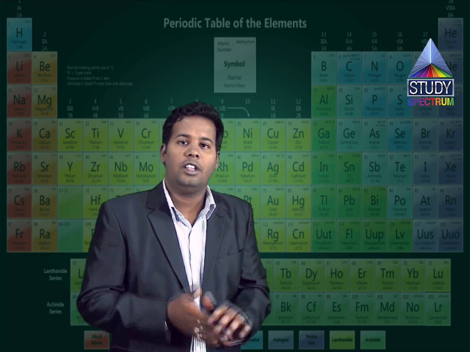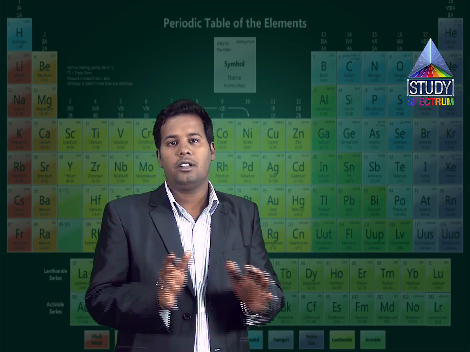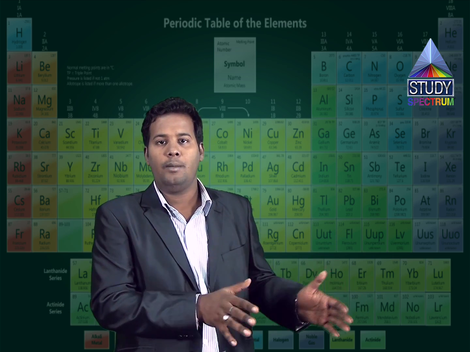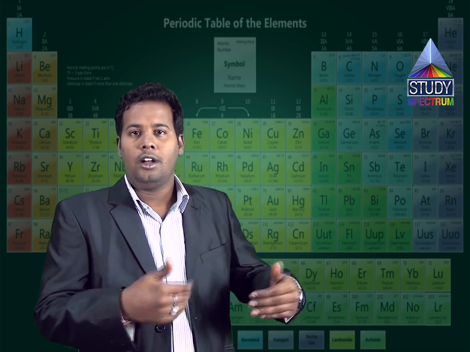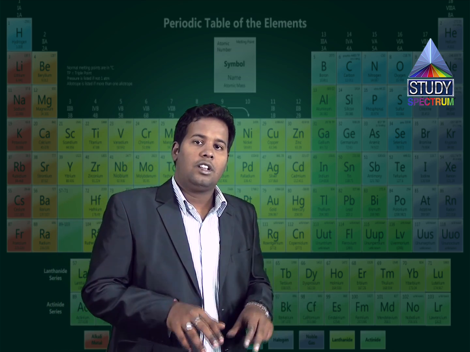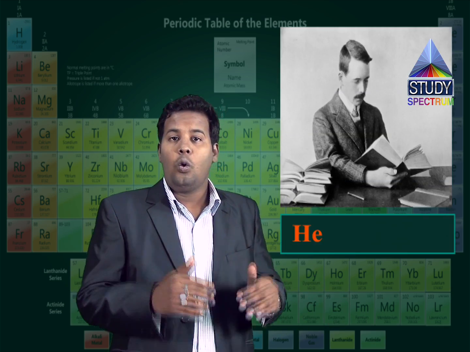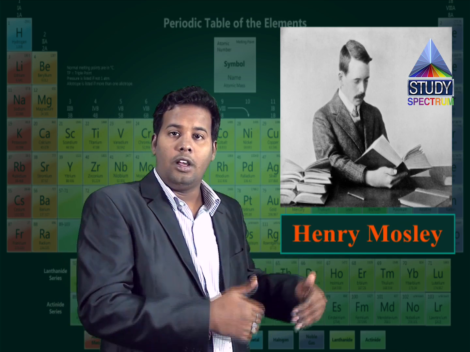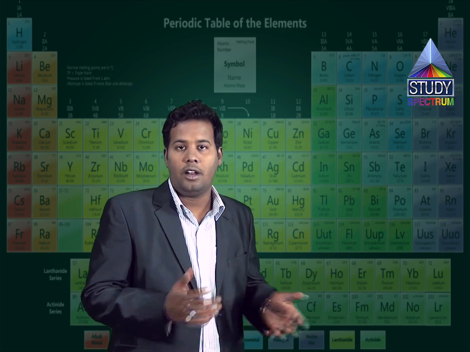So this is how these three different scientists tried to classify elements, whatever the number of elements discovered during their time, and gave their different periodic tables. Now after these three scientists came Henry Moseley, who gave the modern periodic table which we use now in our different textbooks and chemistry.